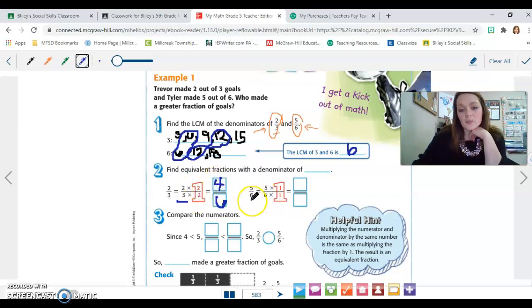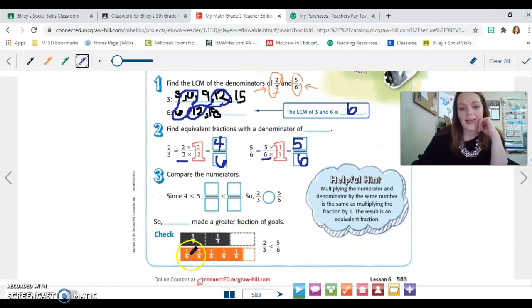Now if I look over here, my denominator was already 6. I can multiply it by 1, or I can keep it the same, because if we multiply it by 1, it's going to be the same anyway. So we have 6 times 1 is 6, and 5 times 1 is 5. Now we can compare them.